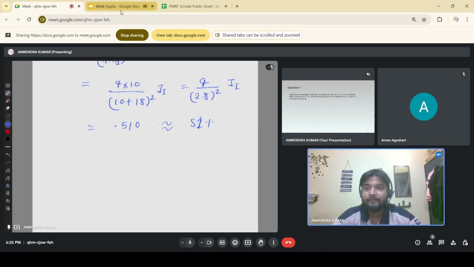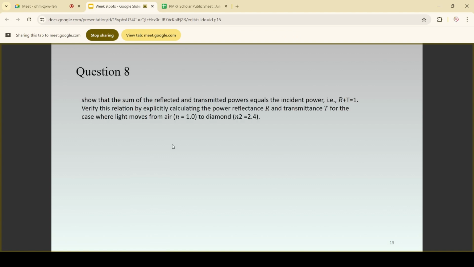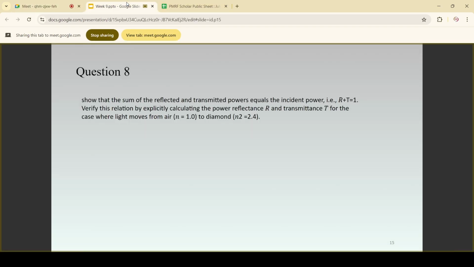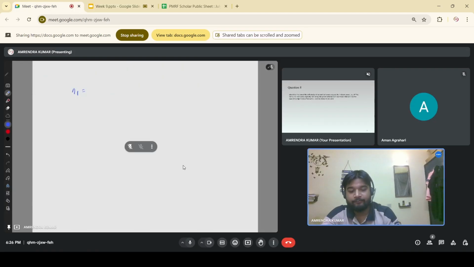Okay. Now the next question is: show that the sum of reflected and transmitted power is equal to the incident power, i.e., R plus T is equal to 1. So verify this relation by explicitly calculating the reflectance and transmittance for the case of light going from air to diamond. We have already calculated something like this, where we just have to change n1 to the air, 1.2, and n2 to the diamond, 2.3.